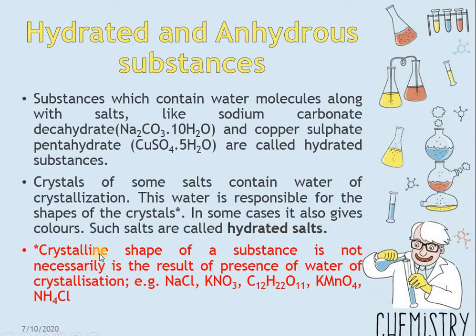But crystalline shape of a substance is not necessarily the result of presence of water of crystallization. That means for any crystalline shape, it is not mandatory that there should be water of crystallization. Examples like salt, potassium nitrate, sugar, C12H22O11, potassium permanganate, ammonium chloride, etc. These are the substances which do not contain water of crystallization, but they have crystalline shape.